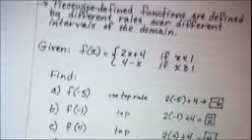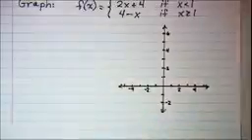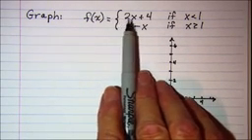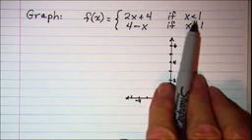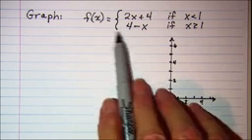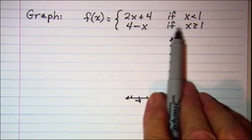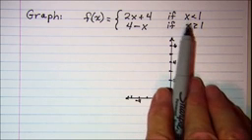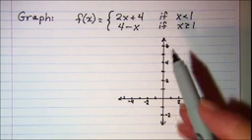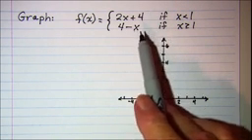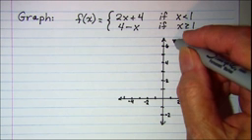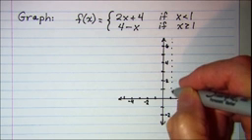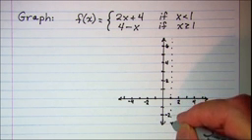Now let's look at some graphing. We're asked to graph the piecewise defined function f of x is equal to 2x plus 4 if x is less than 1, and f of x is equal to 4 minus x if x is greater than or equal to 1. So we have a boundary at x equal to 1 that causes us to change from one rule to the other. So I'm going to just draw a dotted line here, real lightly, at x equal 1, because this is the boundary.